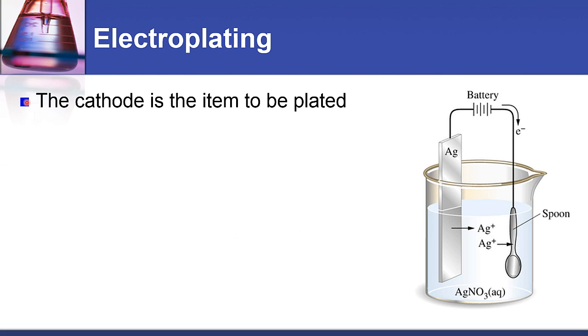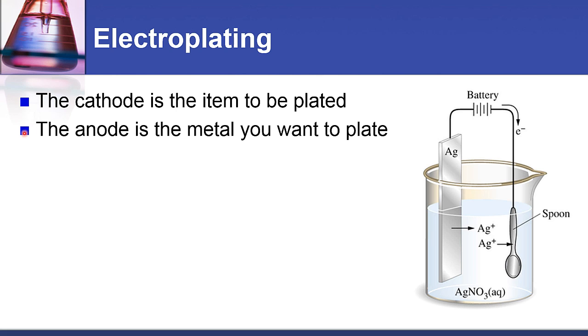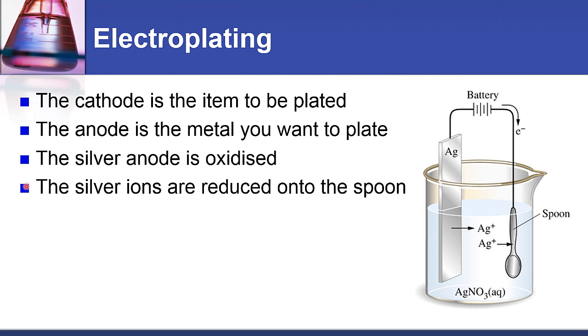The cathode is the item to be plated. In this case, it's the spoon. The anode is the metal you want to plate onto the spoon. The silver anode is oxidized. The silver ions are reduced onto the spoon, and the spoon is coated in silver.